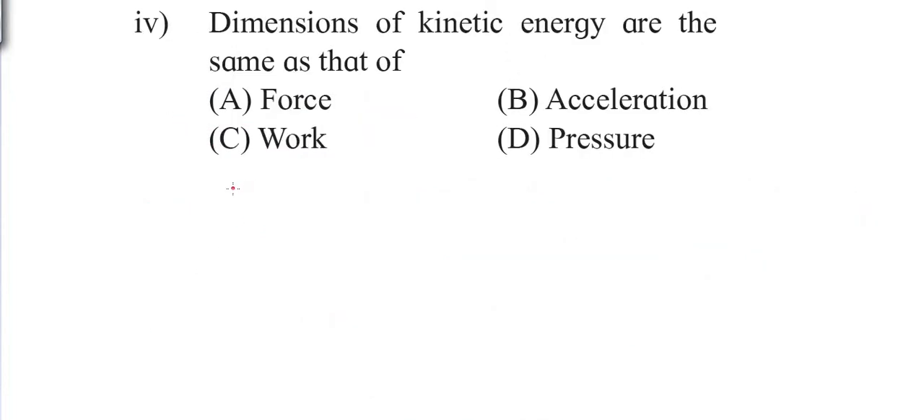MCQ number 4. Dimensions of kinetic energy are the same as that of. Now always remember that all kinds of energies have the same dimension, that is the dimensions of kinetic energy are equal to dimensions of potential energy, that is equal to dimensions of work. Work is also a form of energy. And remember, one more quantity is there which has dimensions same as that of kinetic energy, potential energy and work, and that quantity is torque.